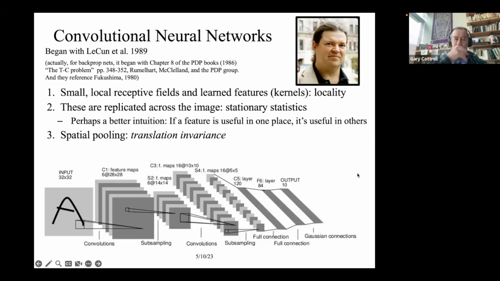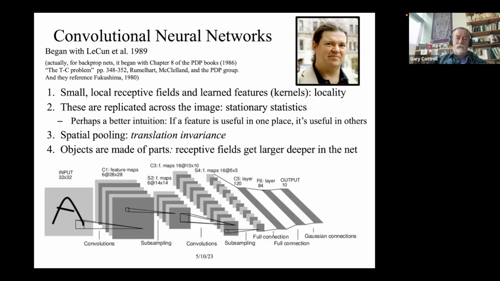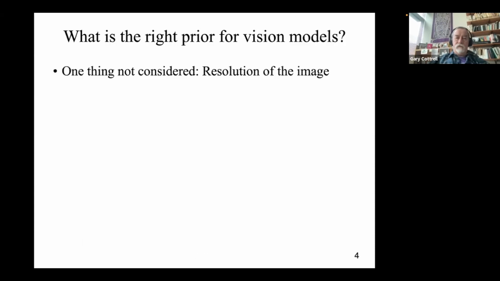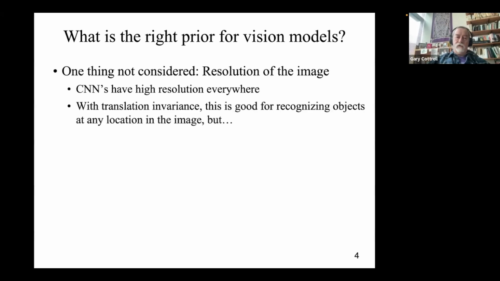And spatial pooling combined with this convolution gives you some translation invariance. And objects are made of parts, so receptive fields earlier in the network will encode smaller features, where ones later in the network may encode the whole object. So one thing that isn't considered here is the resolution of the image. CNNs have high resolution everywhere.